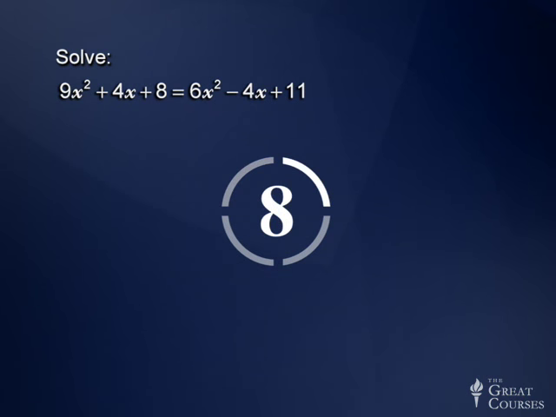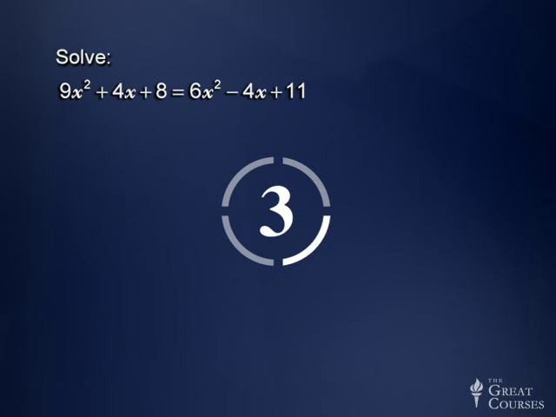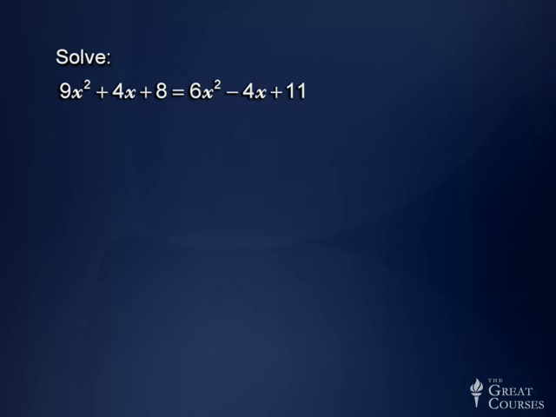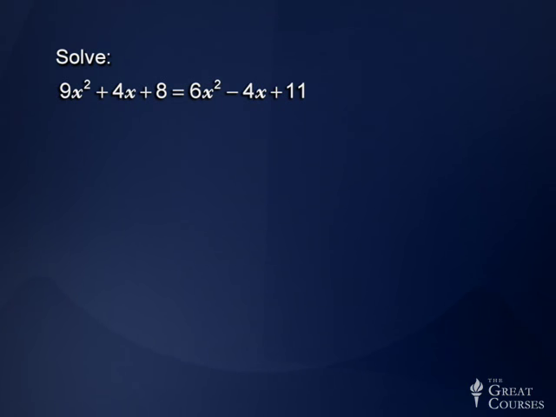All right, let's look at another example now, and I want to see if we can solve it using the quadratic formula. Here we go. Solve the equation 9x squared plus 4x plus 8 equals 6x squared minus 4x plus 11. Okay, the first comment is, wow, that's a really ugly equation, and I would agree with you, but let's just move everything over to the left-hand side to get it in standard form, and then we'll see what we have. When we subtract or add everything over to the left-hand side and simplify, we get 3x squared plus 8x minus 3 equals 0.